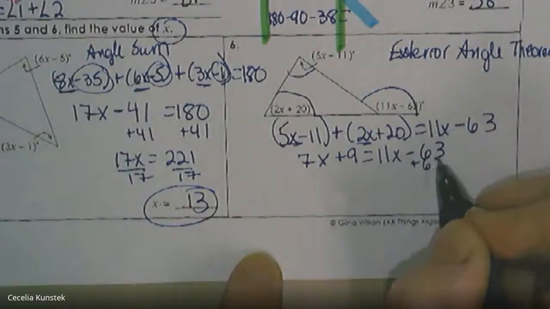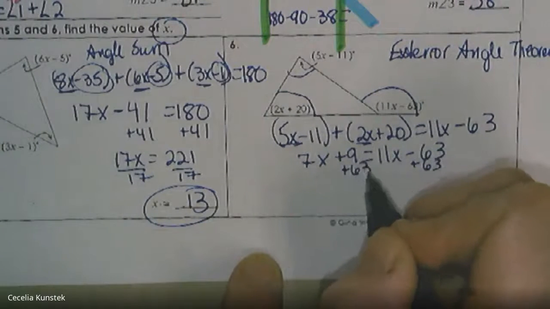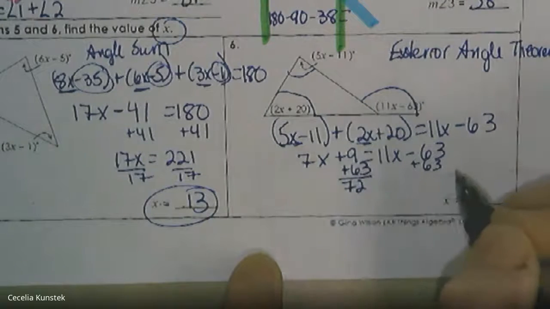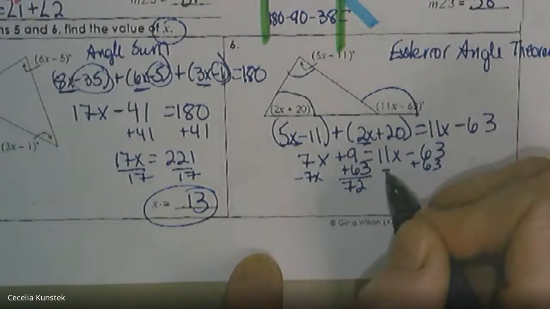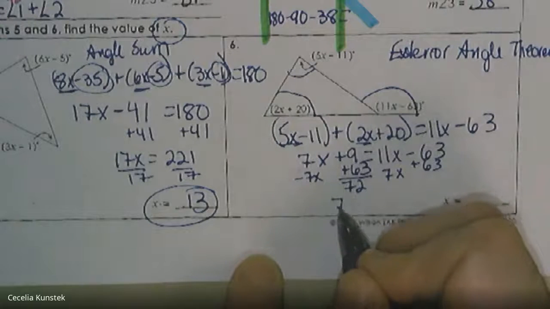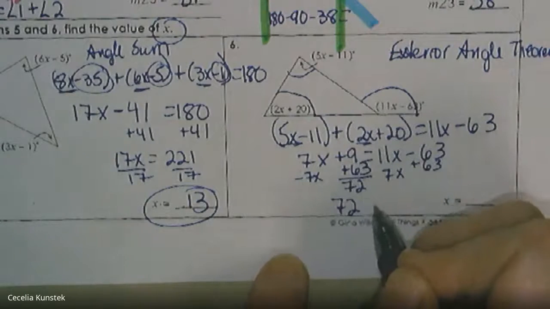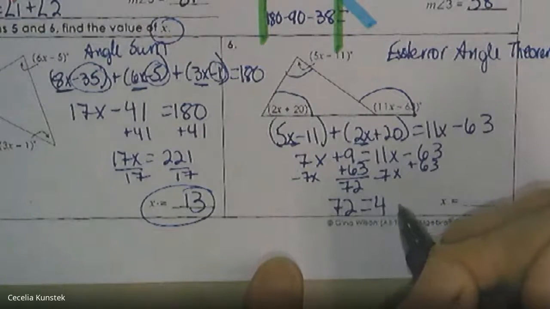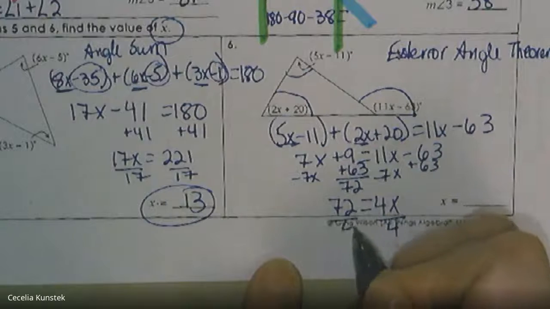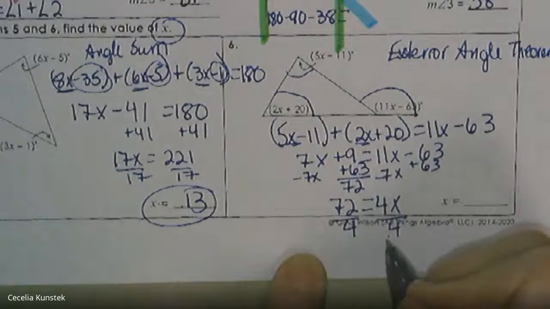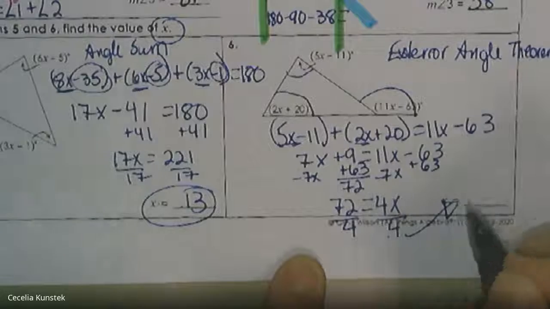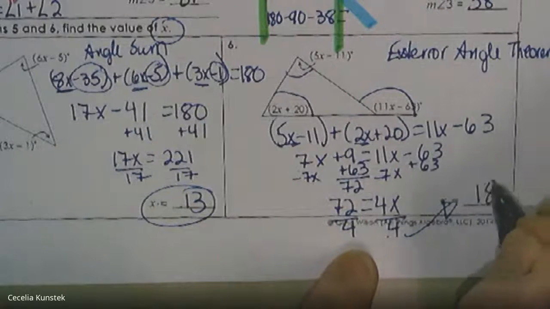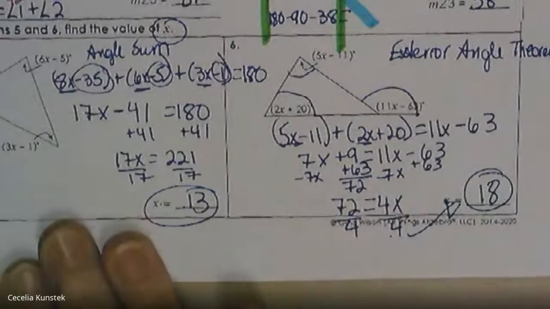And I'm going to add 63 to either side, which is going to give me 72. And I'm going to subtract 7x from either side. So we're going to have 72 is equal to 4x, divide by 4, divide by 4. So then x is equal to 18. All right, so hopefully this all makes sense to you.